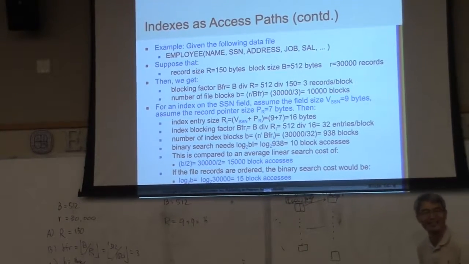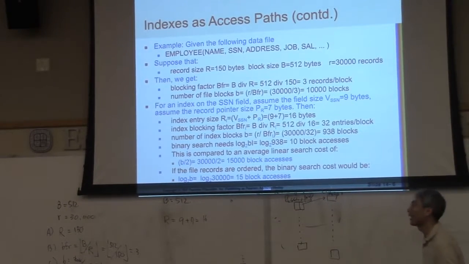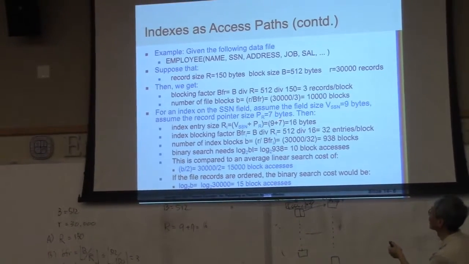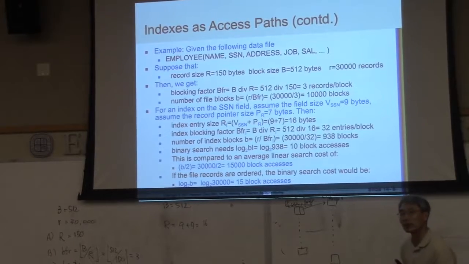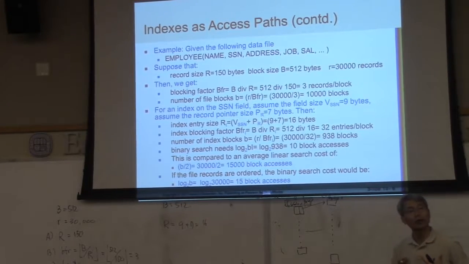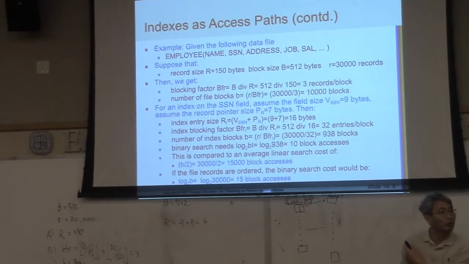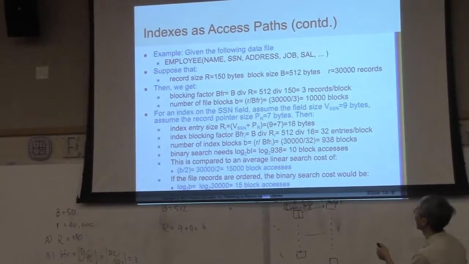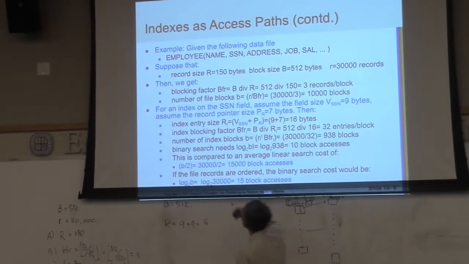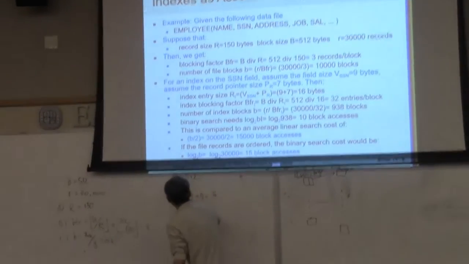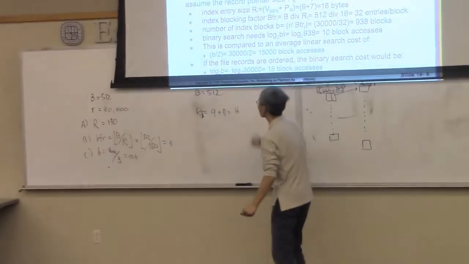Social security number is 9 bytes. So then the pointer size is 7 bytes. Do not ask me why it's a 7, it's given information. If we are using an integer, it would probably be 4 bytes, but this one may use a different data structure for the address. Okay, then let's say the index entry size here is 16 bytes.